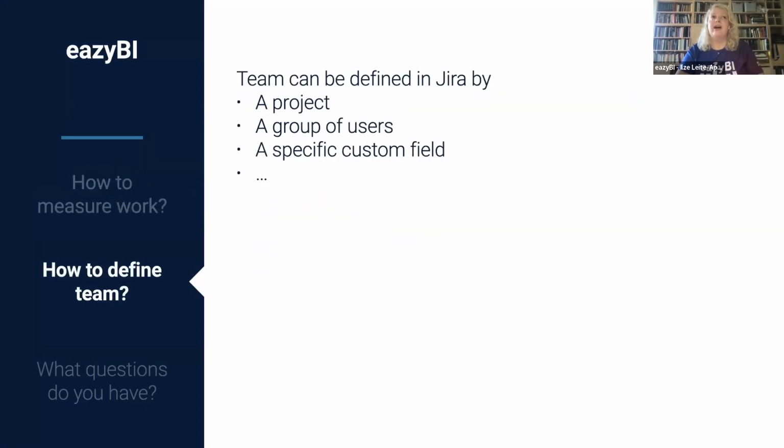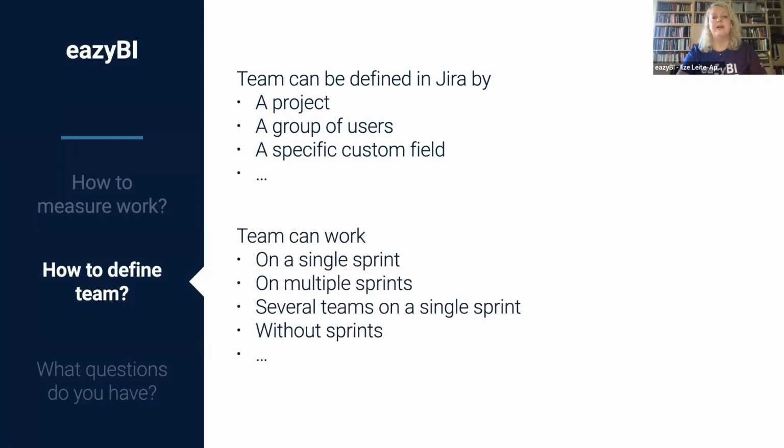Teams in Jira can also be defined differently. You can distinguish your team by a project. I guess this is the most popular way: a project is a team. Or a user group is a team, or you have a specific custom field team which defines the team, or you have a label for issues that says this issue is work for some specific team. There can be different ways to define that.